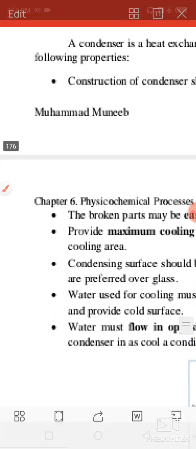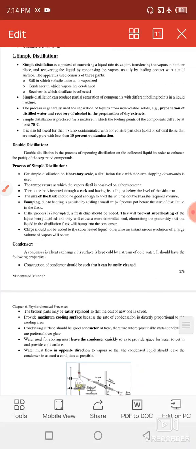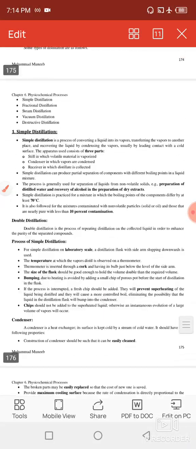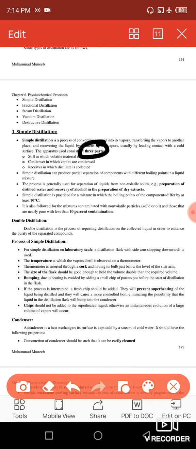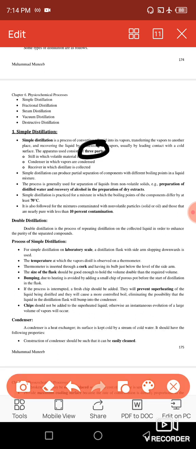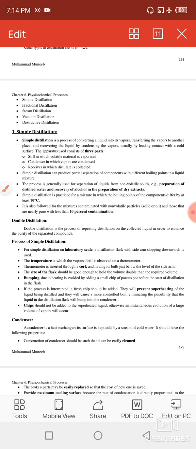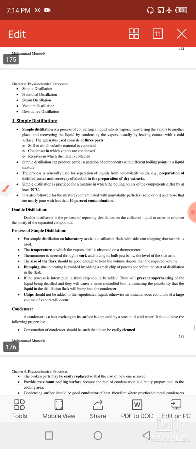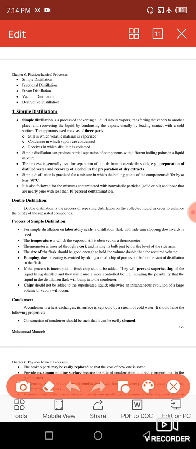Now we see the procedure for it. The simple distillation apparatus consists of three parts, and we can see which three parts they are here. First, it consists of a flask in which the volatile material is to be placed. Second, it consists of a condenser, then it consists of a receiving flask.